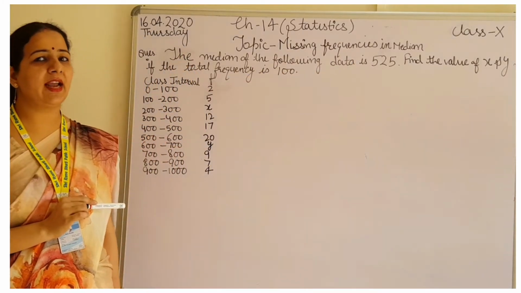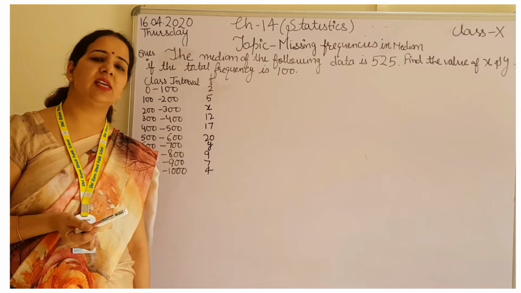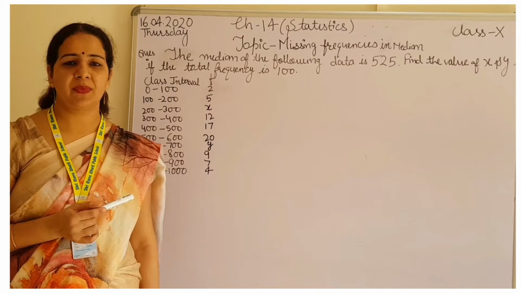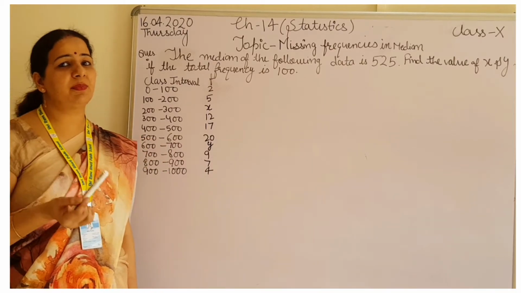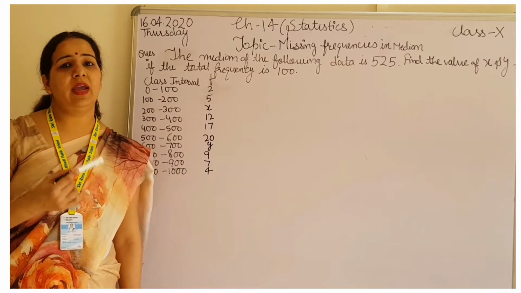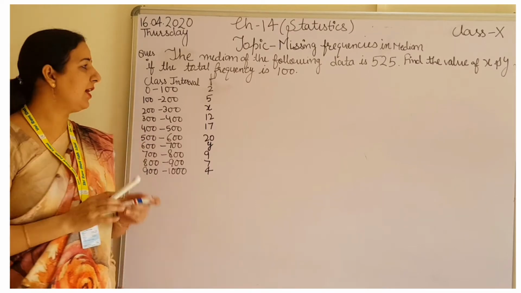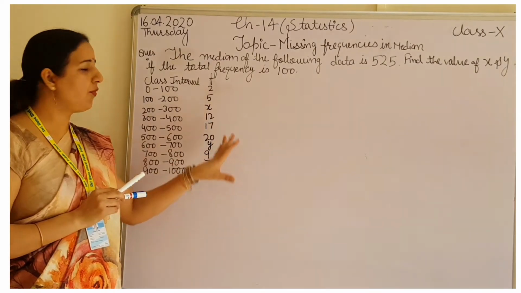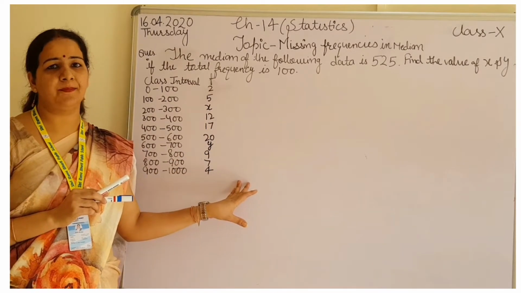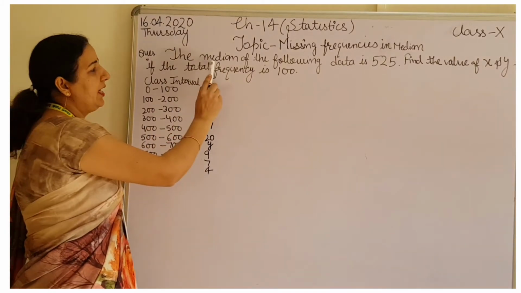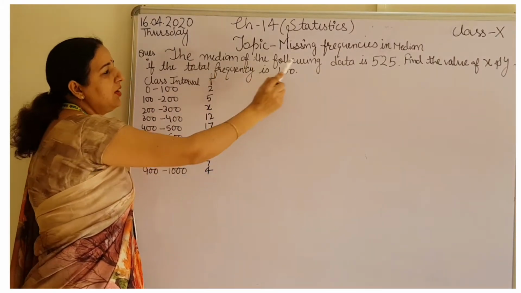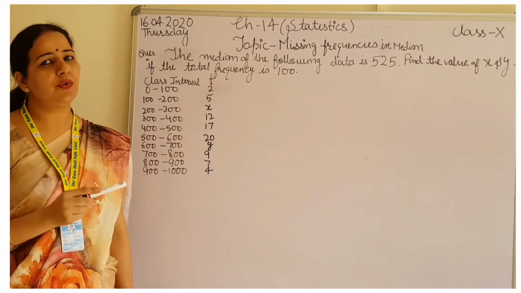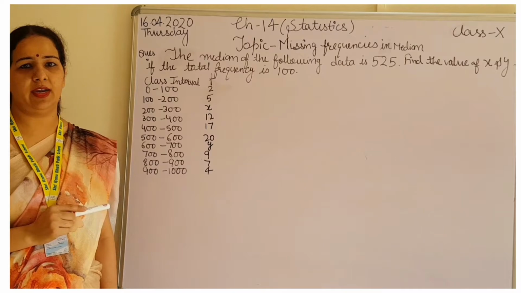We have already calculated the missing frequencies in mean and in mode also. The first question you may ask is how will we know whether to use the formula of median, mode or mean. So students, if the given is median, like "the median of the following data is 525", it means you have to use the formula of median only.